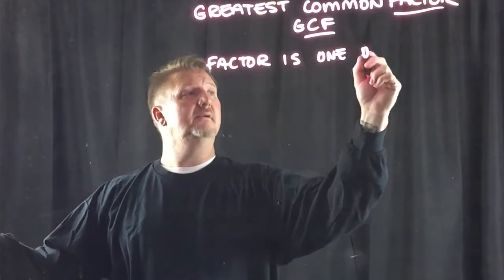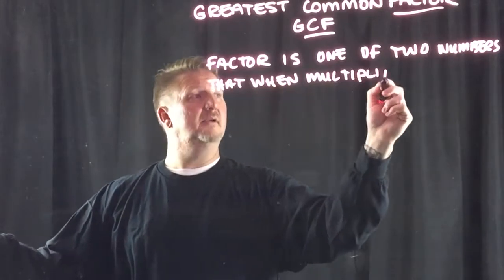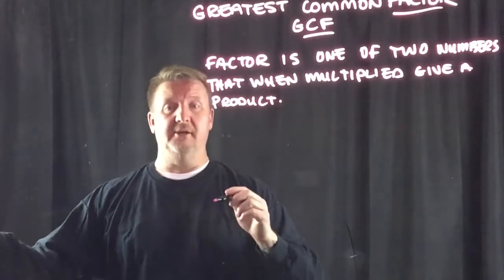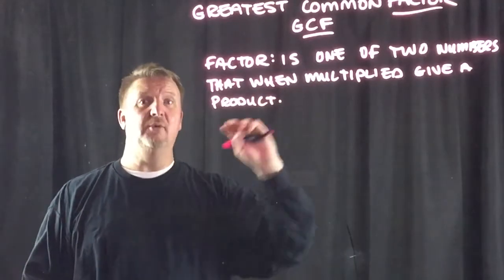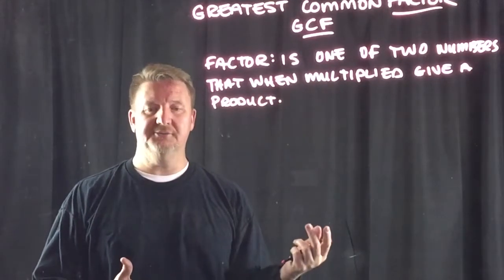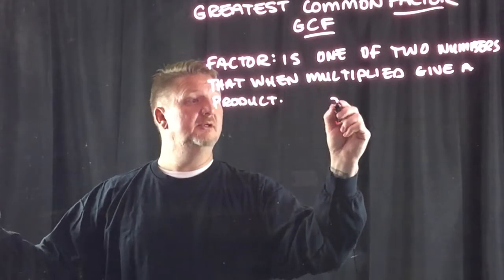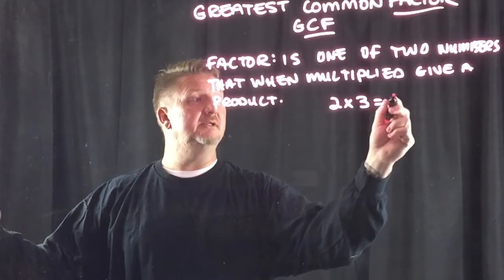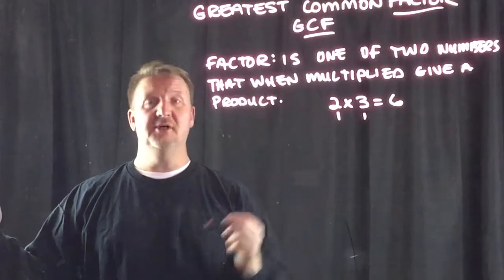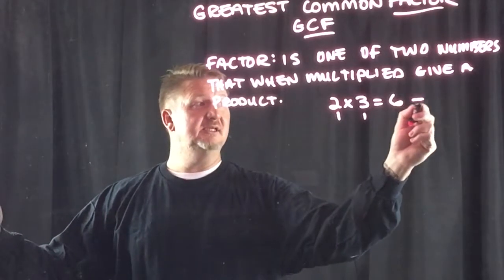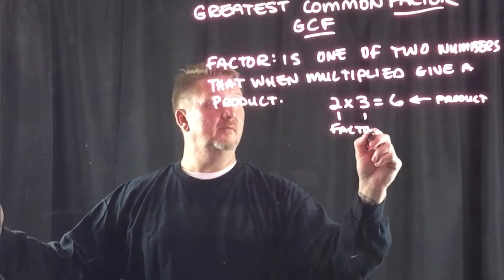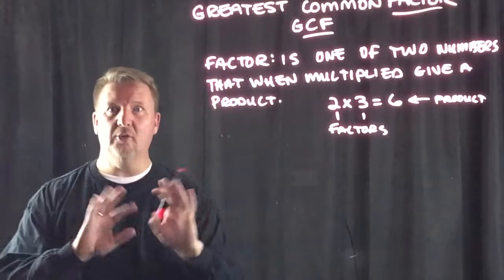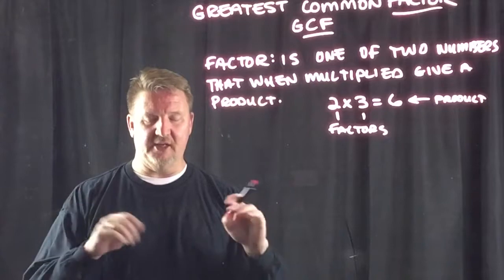So a factor is one of two numbers that when multiplied give you a product. Here's an example: 2 times 3 equals 6. 2 and 3 are both factors. 6 is your product. The 2 and the 3 are what we're concerned about in this type of problem.